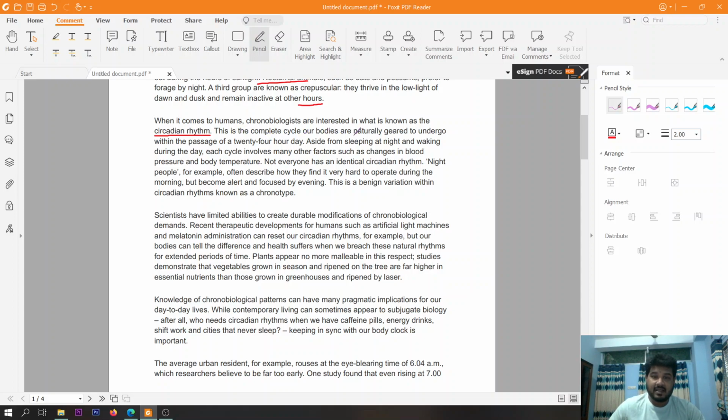This is the complete cycle our bodies are naturally geared to undergo within the passage of a 24-hour day. Aside from sleeping at night and waking during the day, each cycle involves many other factors such as changes in blood pressure and body temperature. Not everyone has an identical circadian rhythm. Night people, for example, often describe how they find it very hard to operate during the morning but become alert and focused by evening. This is a benign variation with circadian rhythms known as chronotype. So here I can find something called benign.